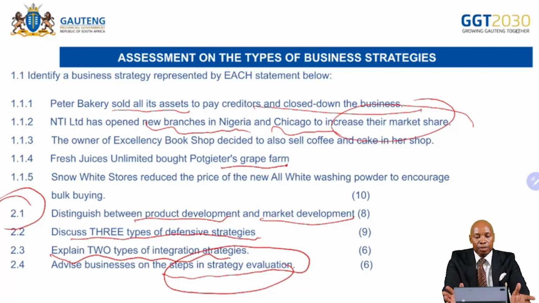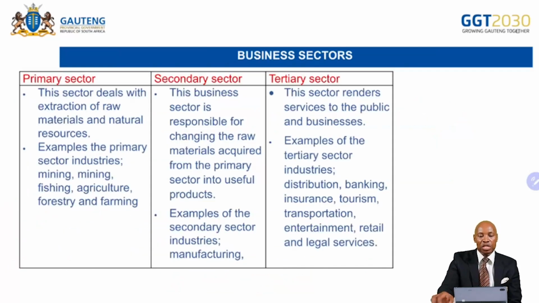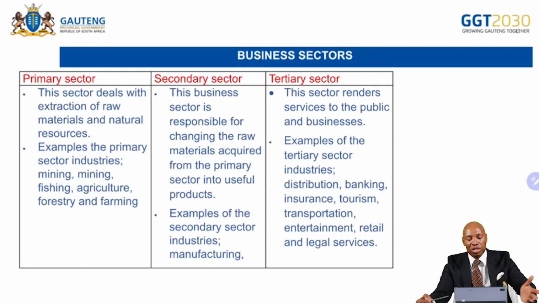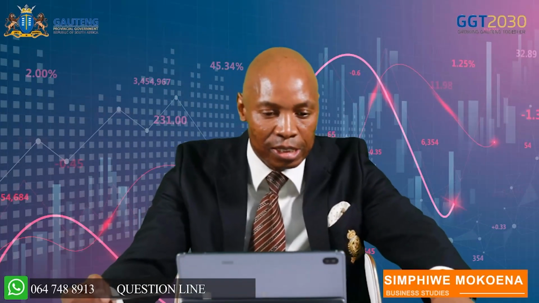Now, candidates, before we close, let's take one more last chapter, that is business sectors. With your business sectors, what is it that you need to know? Remember, you've got 3 business sectors. That is your primary sector, your secondary sector, and your tertiary sector. Remember, you've done this work in grade 10. And I know this work does not give you a problem. That's why I'm running quickly over it.